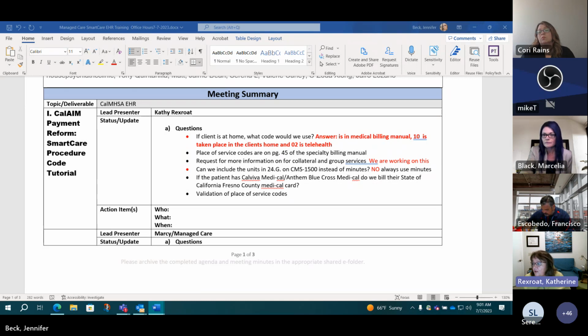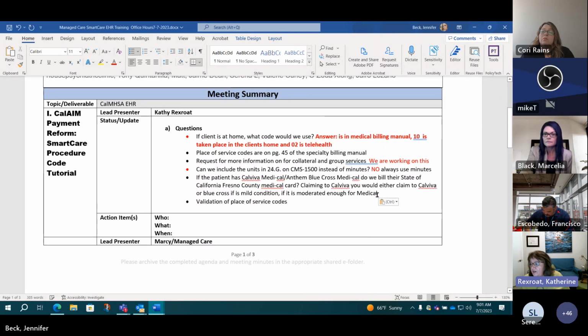And then Elizabeth says the location code should be the same. We will review the code sets. Thank you, Elizabeth. And Rohina asks, if we enter minutes on 24G on the CMS 1500, do we need to calculate based on units? We're going to go to the fee schedule in just a moment. Hopefully, Rohina, that will answer your question about how to calculate based on units. And Melissa says, yes, thank you, we answered your question.